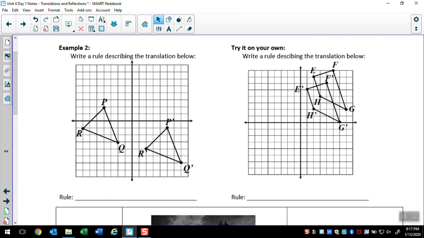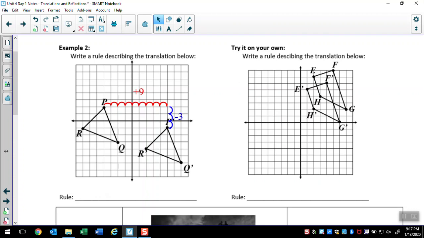So I'm going to take P and see how did I get from P to P prime. I have to move it horizontally. So how far horizontally did I move it? Well, I moved it to the right 9 times. Then I had to go down.